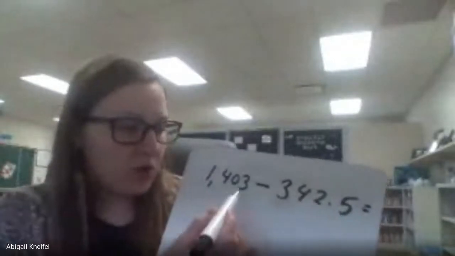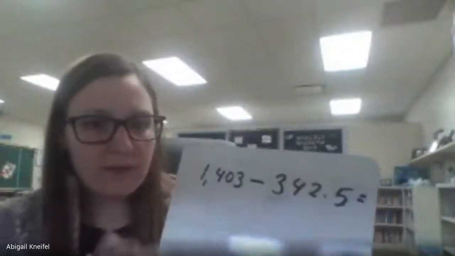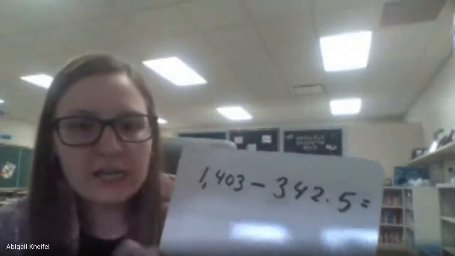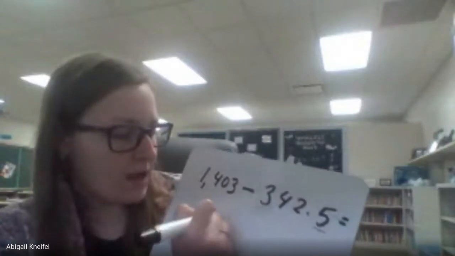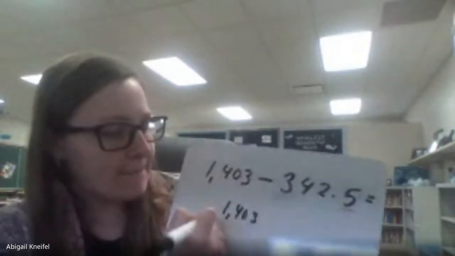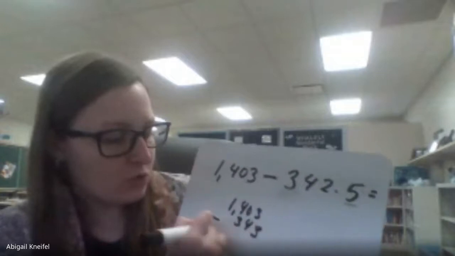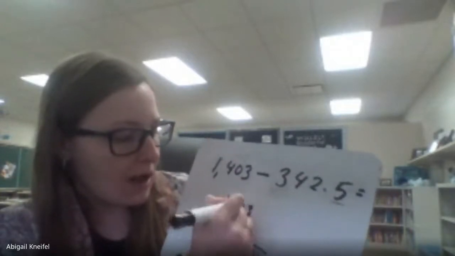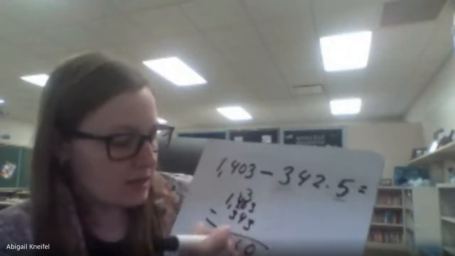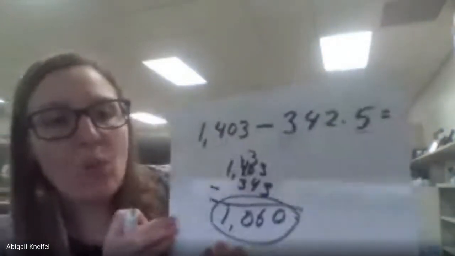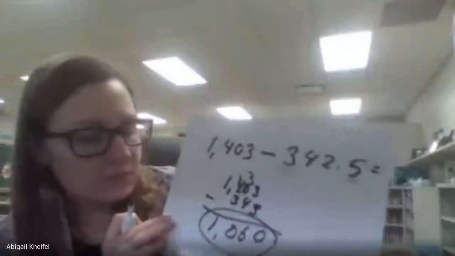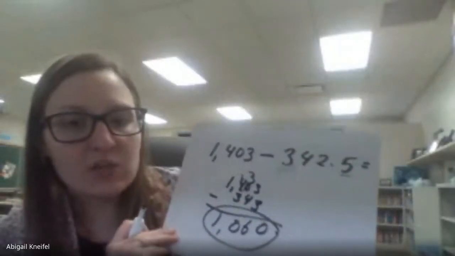Okay, let's give it a try. We don't have to round to the nearest whole number for the first number because there is no decimal. It already is a whole number. This next one, this 5 is 5 or above, so that's going to round up. So it's going to be 1,403 minus 343. 3 minus 3 is 0. Got to borrow 6. 3 minus 3 is 0. So my answer for my estimation is 1,060.